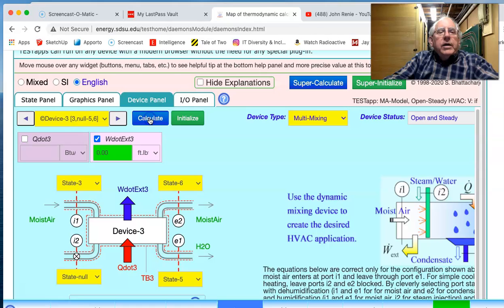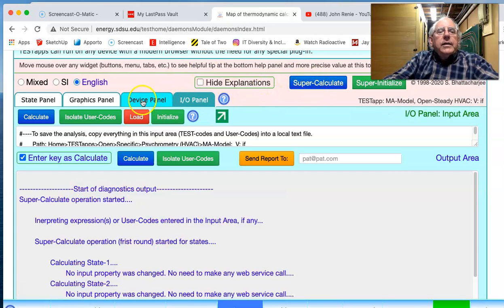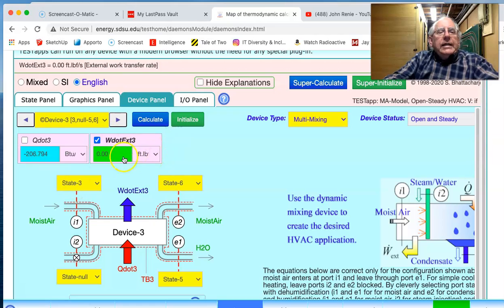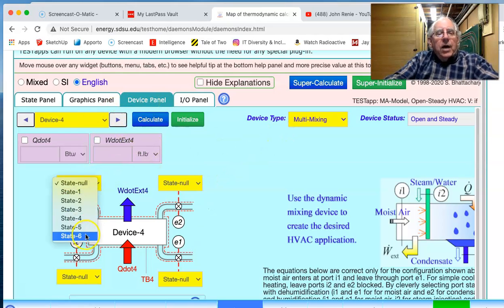We do a super calculate and go back to the device panel. It then tells us that that process required 1.033 tons. Again, this process here, which was 1.789, was the total heat transfer. And this is the portion due to taking out enough energy to lower the amount of moisture. And then we want one last process, and that last process now is taking us from state 6 to the final state 4.